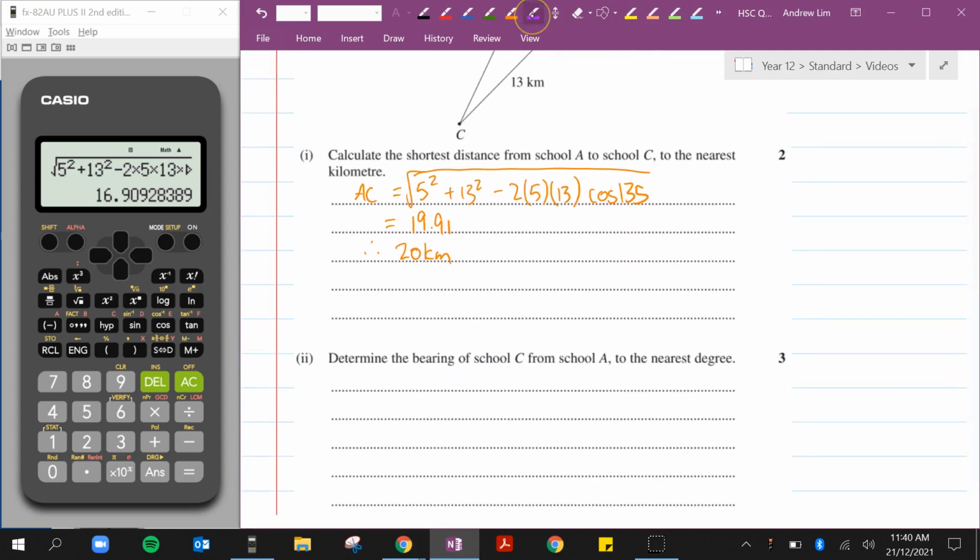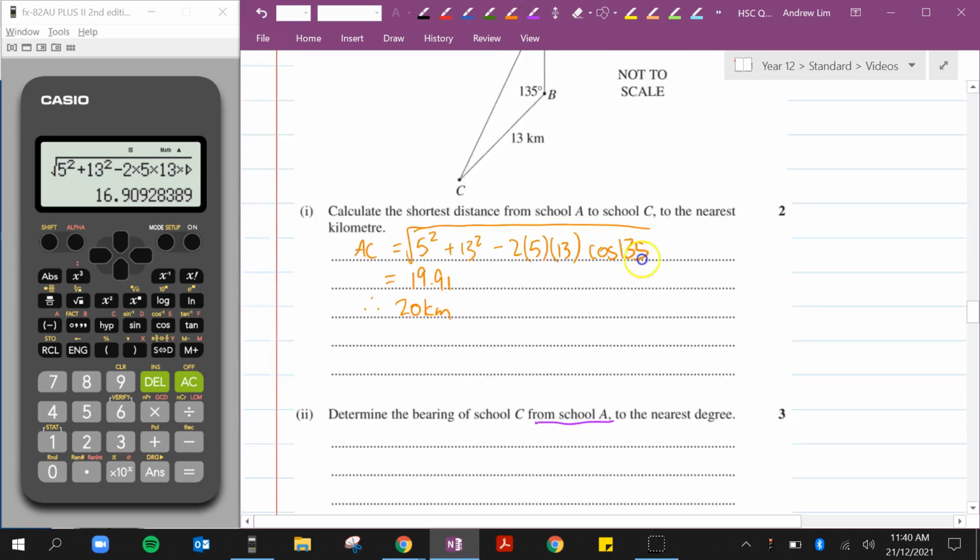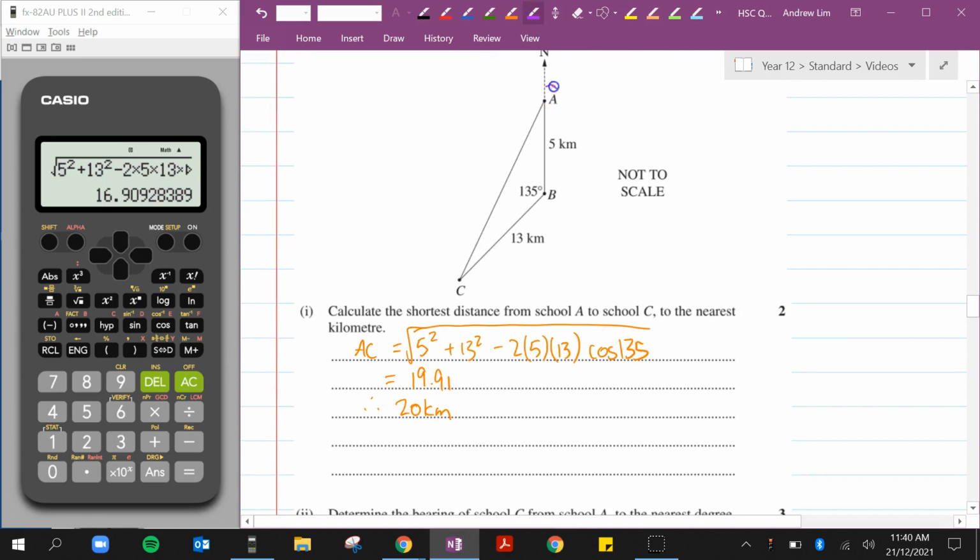Right, part 2. Determine the bearing of school C from school A. From school A, so north of A, clockwise direction until we hit C. So I already know that this bit here is 180 degrees, so really I need to work out what this is. Then I can just add that on. In order for me to do this, I will probably use the sine rule. Seems like that's opposite the 13, and the 135 degrees is opposite the 20, which we've already worked out.